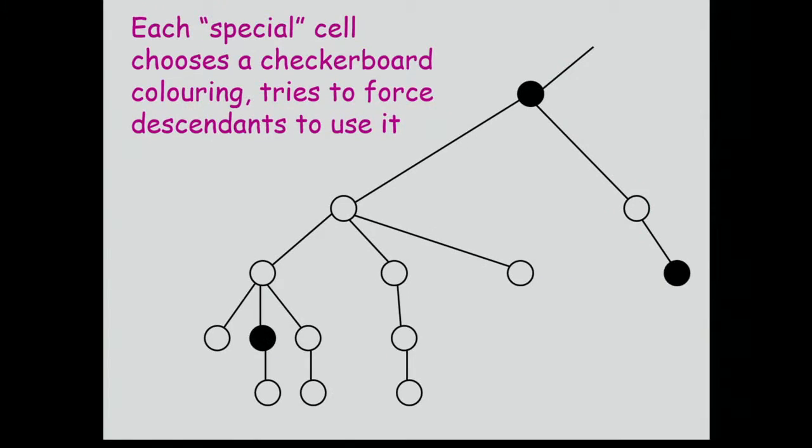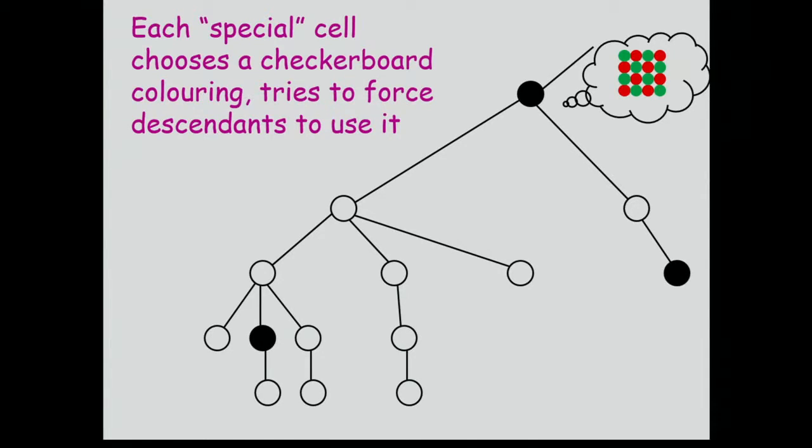And, well, you can do it. I mean, again, the structure of the cells is a tree, so it's a similar sort of method. Each of these define these special cells sort of as before, and then each special cell thinks of its favorite checkerboard and tries to force its descendants to use it.